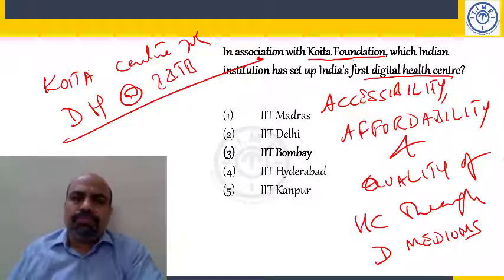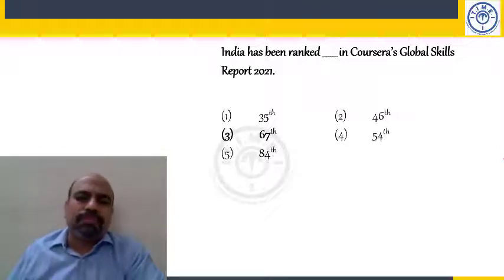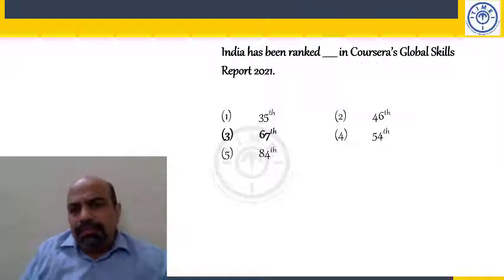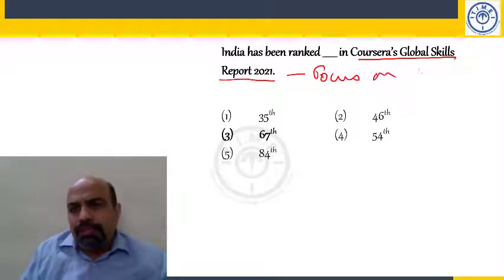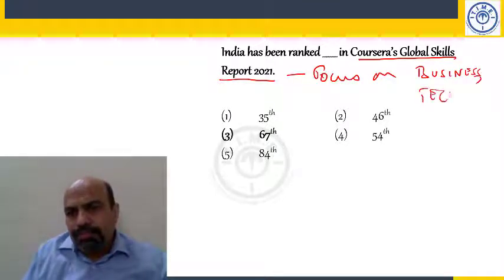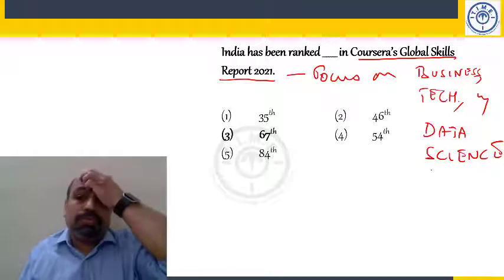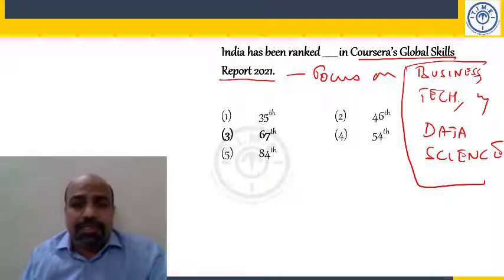Let's go. India has been ranked dash in Coursera's Global Skills Report, 67. So they have come up with this. You could write this: Coursera's Global Skills Report. Focus on the three parameters: business, technology, and data science. They use three parameters to evaluate nations, and India's rank is 67.